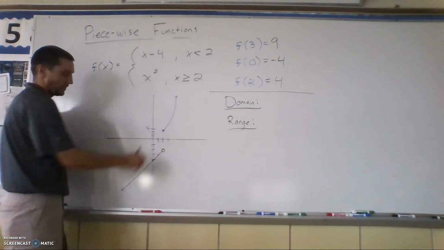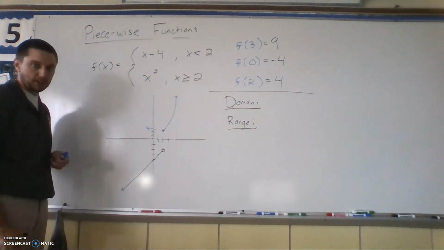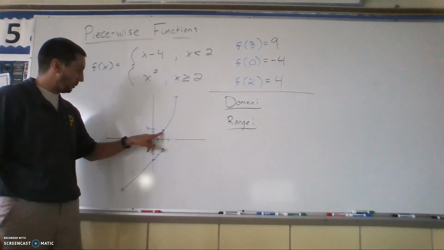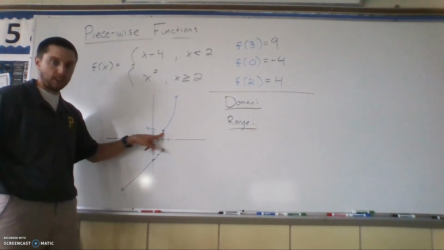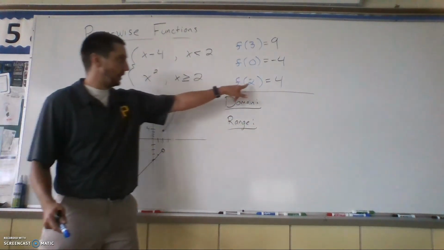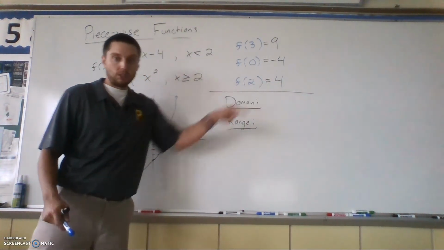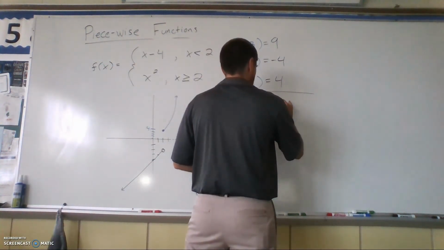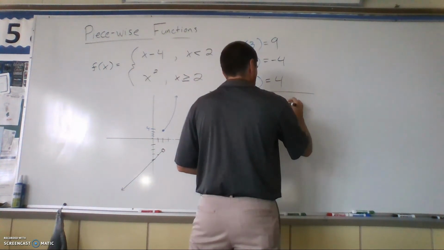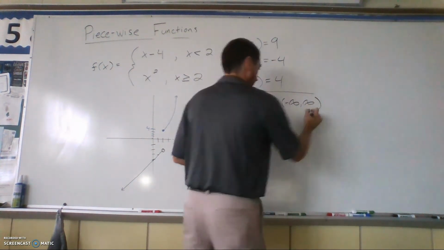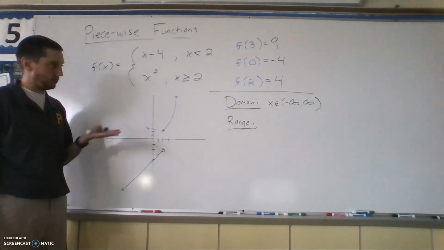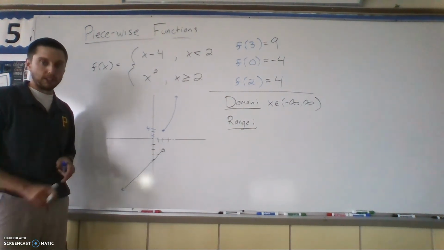So what about at 2? Is 2 still in my domain? I see an open circle. Uh-oh. Oh, but look, it's closed up here. So is f of 2 defined? And it is, because we already plugged in 2 and got 4. So what does that mean about my domain? That means that my domain is all real numbers. -infinity to infinity, however you want to write that. I used interval notation, you can use set notation, whatever.